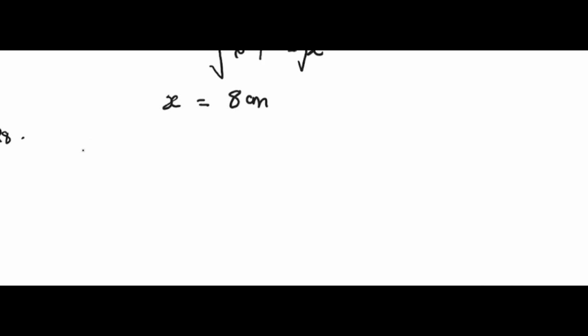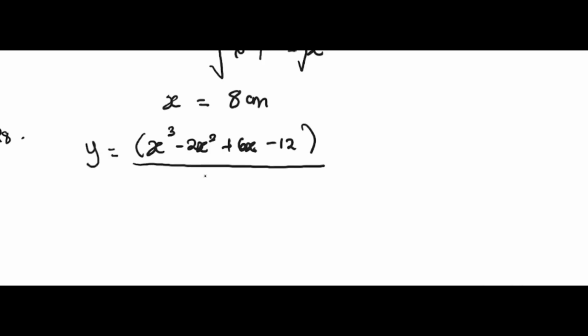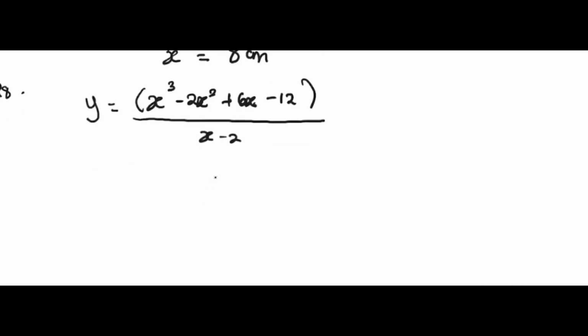It says, find the limit of y. So y is x cubed minus 2x squared plus 6x minus 12, all over x minus 2, as x goes to 2. Alright? As x goes to 2.